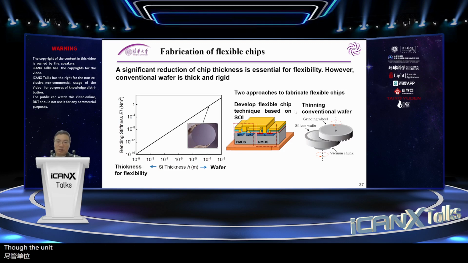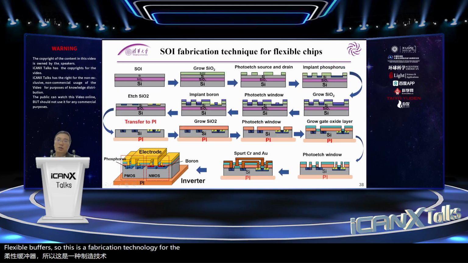unit. For the CMOS process, we can develop the PMOS and NMOS. We use the SOI technology to fabricate the PMOS and NMOS. Finally, we can combine this design with the thinning technology, and we can get the flexible wafers. So this is a fabrication technology for the chips.